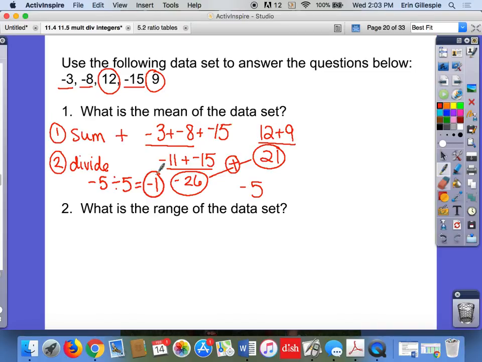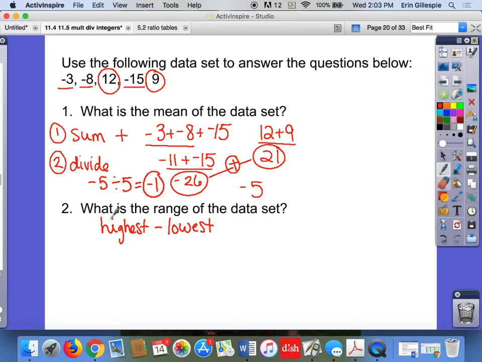Part 2 says, what's the range of this data set? Remember, range is your highest value minus your lowest. It does have to be in that order. Remember, subtraction is not commutative, so I can't just flip-flop this around and do lowest minus highest. If you do that, you're going to get the wrong answer. You're going to get the opposite of the correct answer.